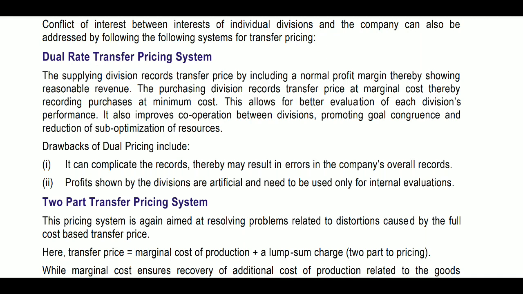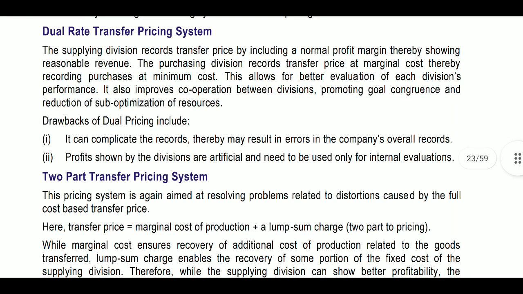Next, promoting goal congruence. It will promote goal congruence and reduction of sub-optimization of resources. Next, drawbacks of dual pricing include that it can complicate the records. Because they are transferring at one rate and we are recording at another rate, the books will be impacted. There may be errors in the company's overall records. If we see the overall record, there may be differences in divisional books, and if we consolidate the books, we will get the differences. Next, profits shown by the divisions are artificial and need to be used only for internal evaluation.